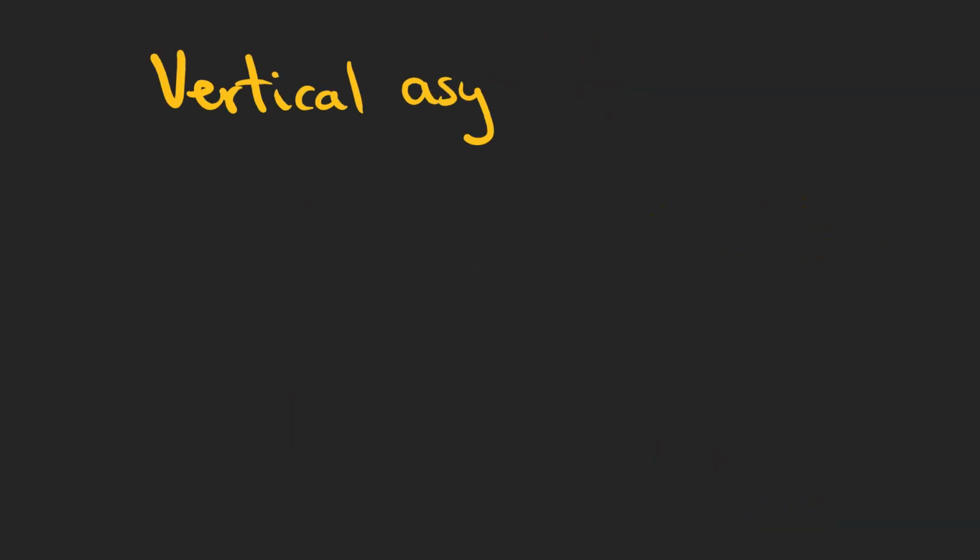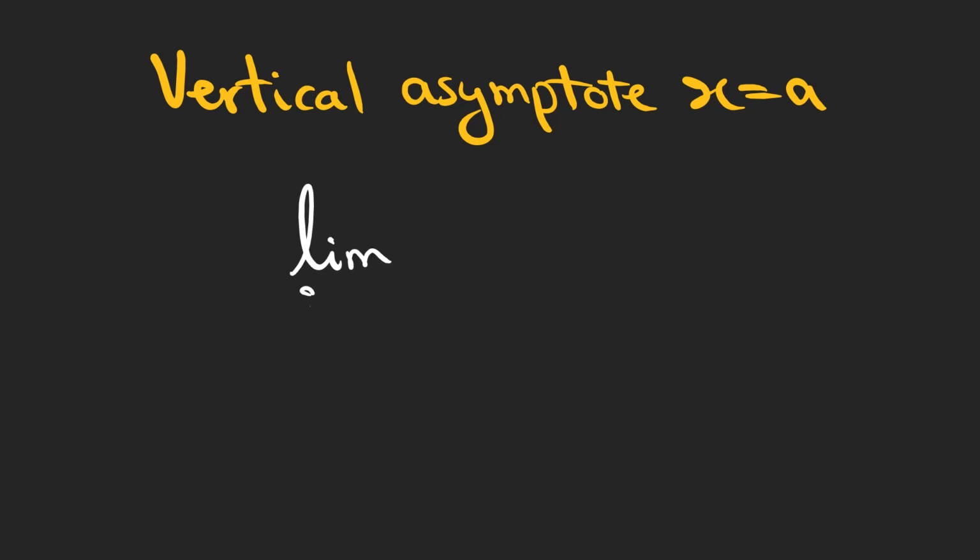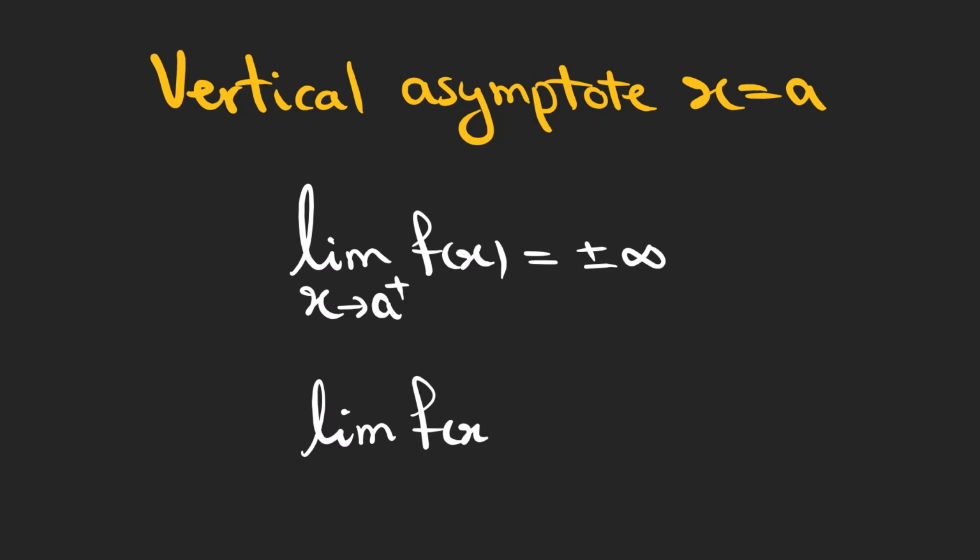The line x equals a is a vertical asymptote if at least one of these conditions is true. Either by approaching a from the right, the function goes to infinity, or by approaching a from the left, the function goes to plus or minus infinity. Now, as our next example, let's talk about this limit.